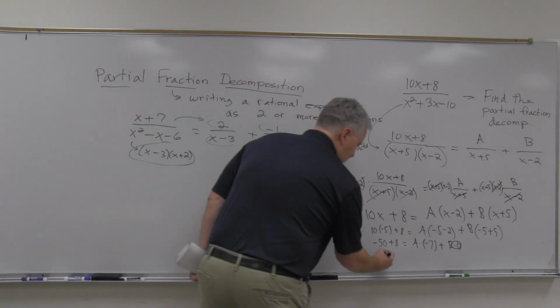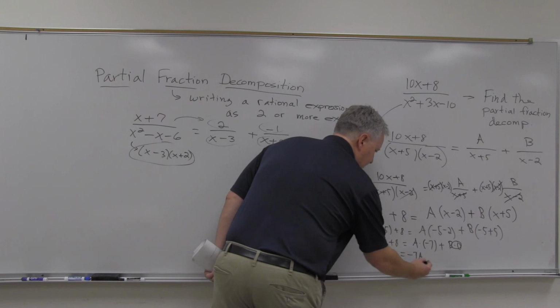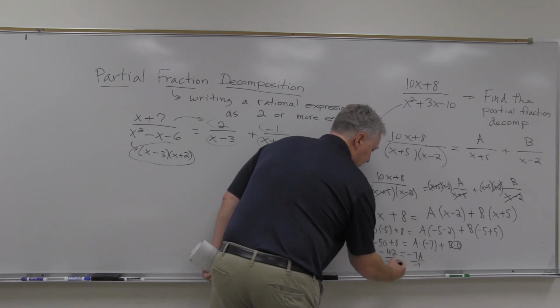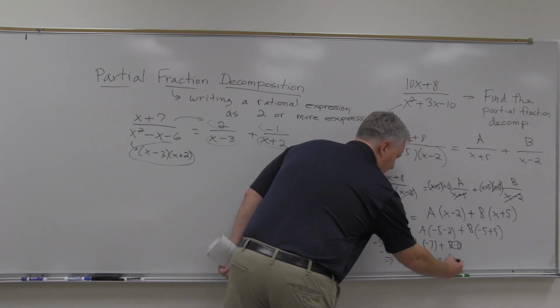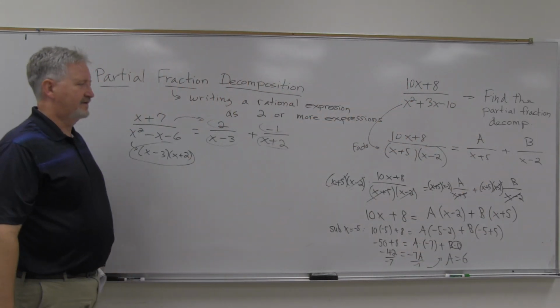Negative 42 equals negative 7a. Hey, I know what a is. So a is 6, right? So I've got half the battle here, half of that figured out.